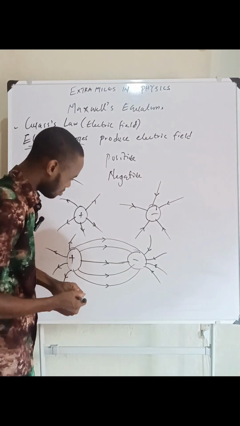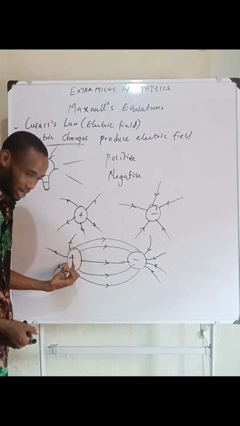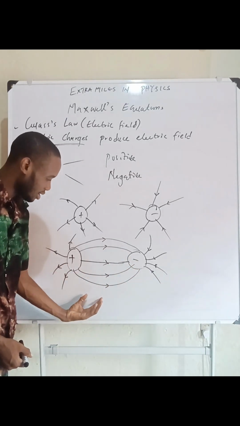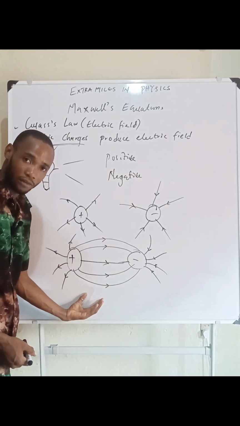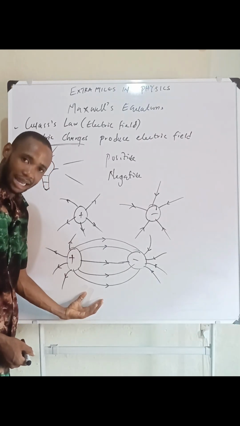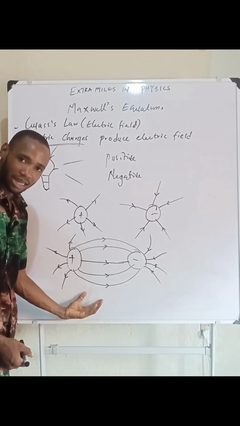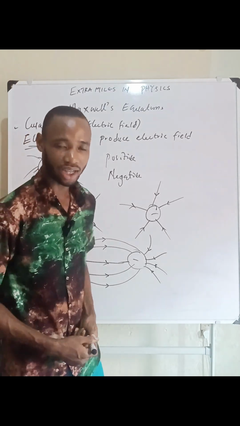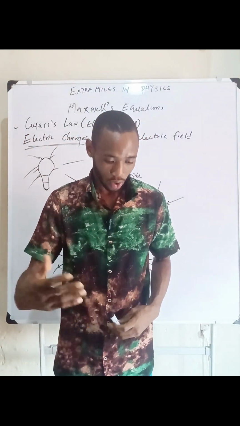So, if we want to make sense of this, we can say that the field flows from the positive to the negative. Then, according to the fundamental law of static electricity, like or similar charges repel each other, while unlike or opposite charges attract each other.